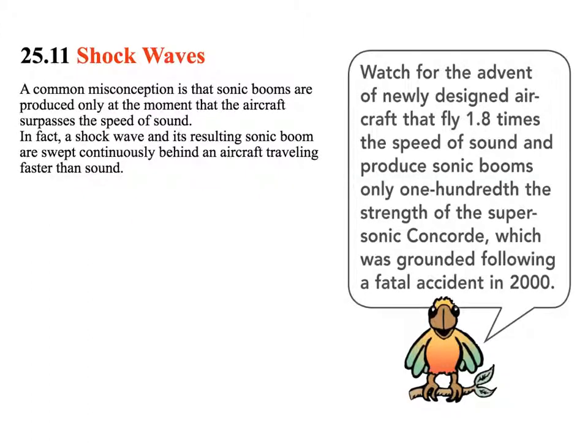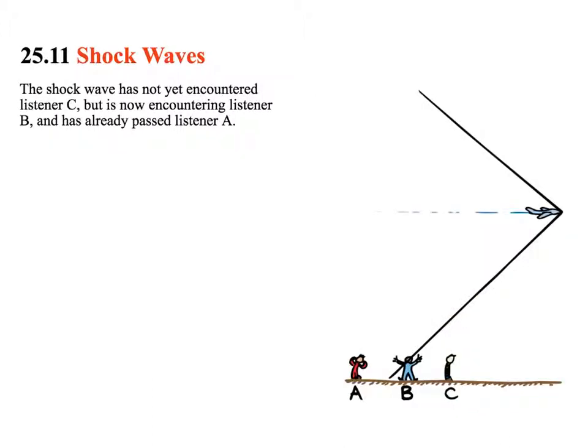A common misconception is that sonic booms are produced only at the moment that the aircraft surpasses the speed of sound. In fact, a shock wave and its resulting sonic boom are swept continuously behind an aircraft traveling faster than sound. The shock wave has not yet encountered listener C, but is now encountering listener B and has already passed listener A.